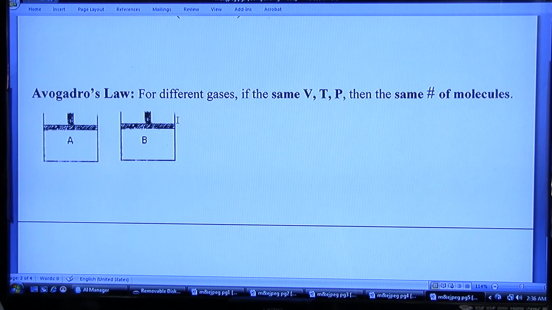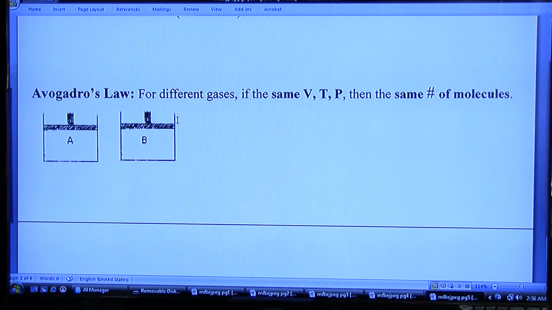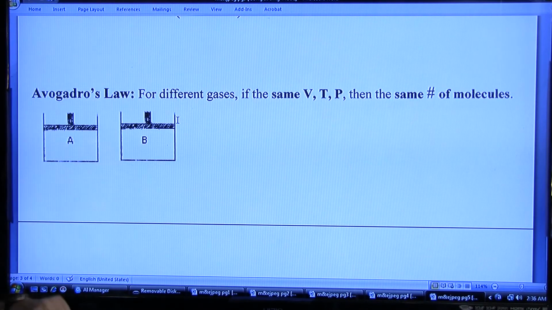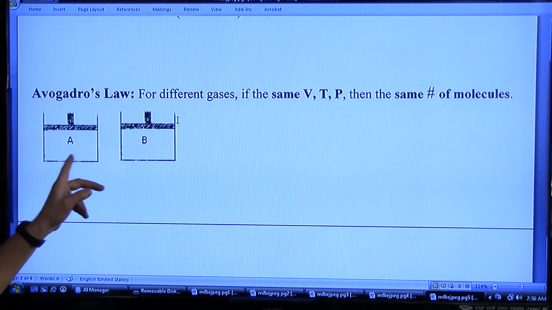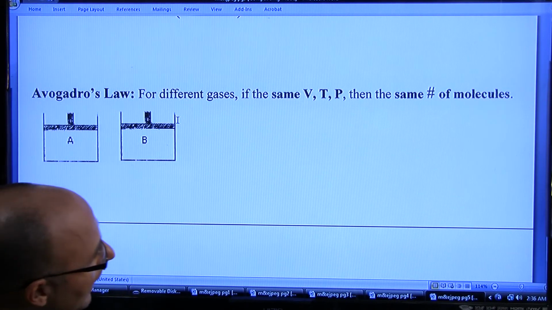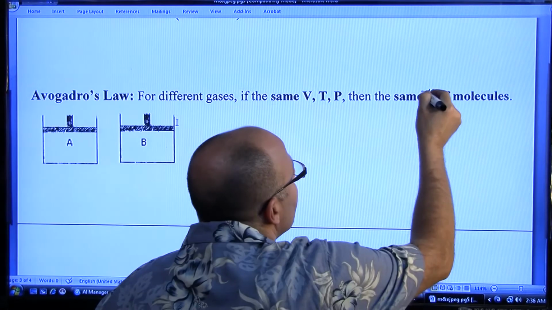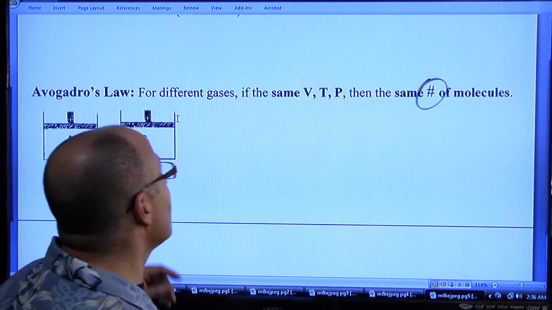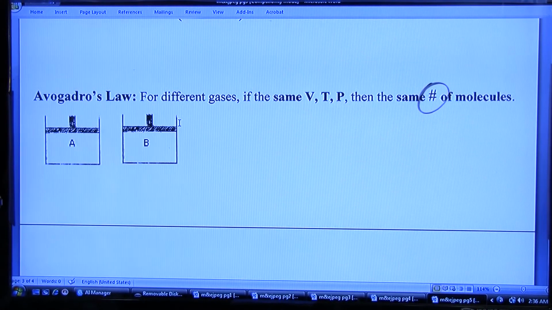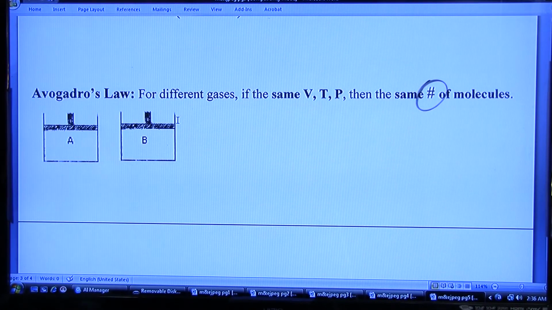Wrapping it up, we have Avogadro's law. Avogadro's law is very simple. What Avogadro stated was if you have two different gases, gas A and gas B, it doesn't matter what gases they are, if they have the same volumes and the same temperatures and the same pressures, then they must have the same number of molecules, whatever that number happens to be. All right, we'll see a question like that when we do some problems.